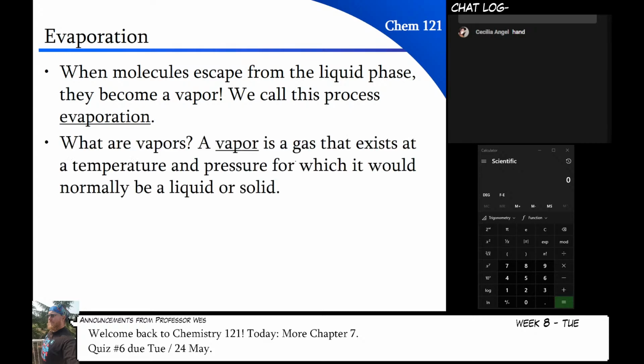Now, you'll notice that we use the term vapor here. What is a vapor? A vapor is not something that you say if you're like 1950s and shocked, like, oh, I have the vapors or whatever. No, a vapor, I have the wrong pen selected.